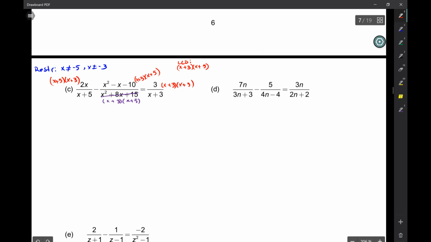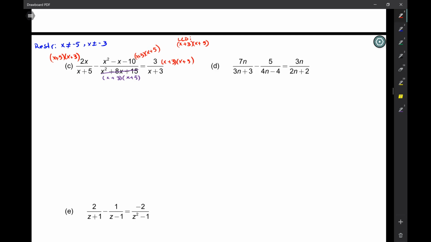Oops, I switched the order here. I wrote x plus 5, x plus 3. Does that matter? No. Not at all. Good. So, what cancels in the first one? X plus 5. What about the second one? Both of them. And what about the third one? X plus 3. So, let's clean house here. See what we've got left.